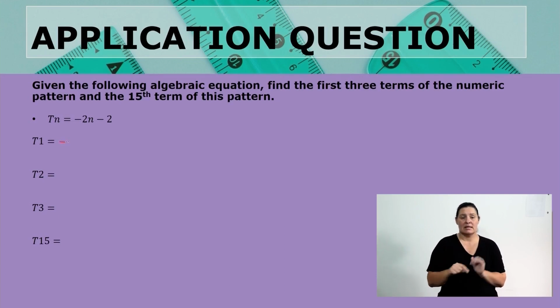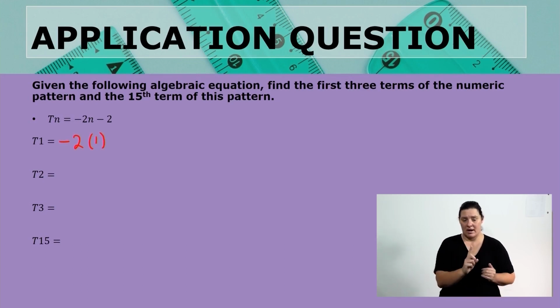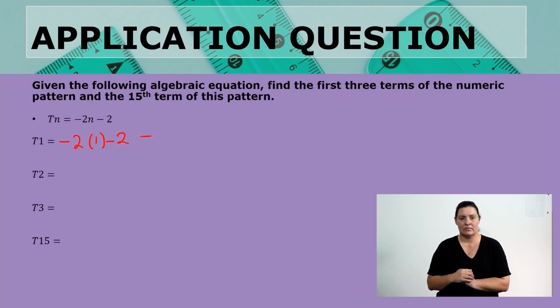So we are going to say negative 2, and in brackets I am going to place a 1 because we are working with the first term. And then from that, we are going to subtract 2. So this is going to be negative 2 multiplied by 1, which is negative 2. And then we are going to subtract 2 from that, and our answer is negative 4. So that means negative 4 is our first term.